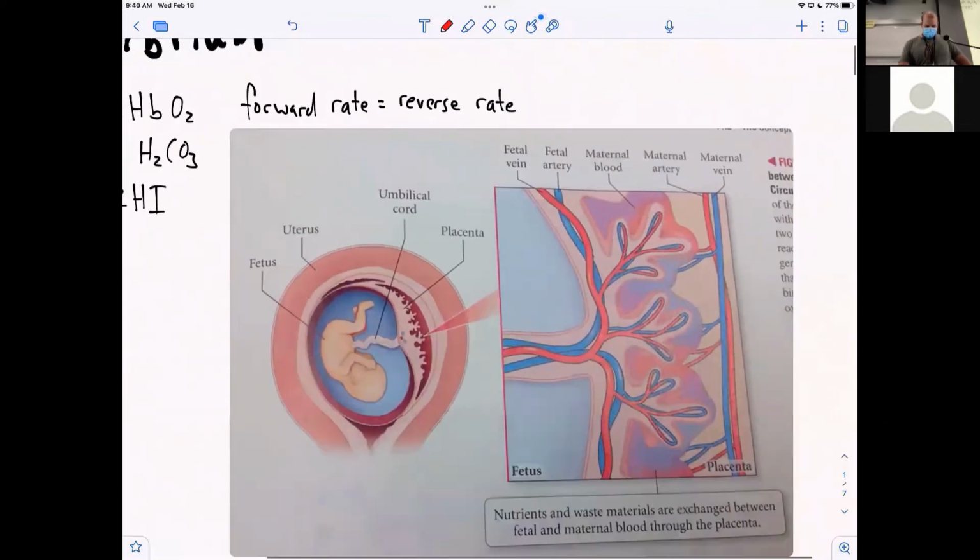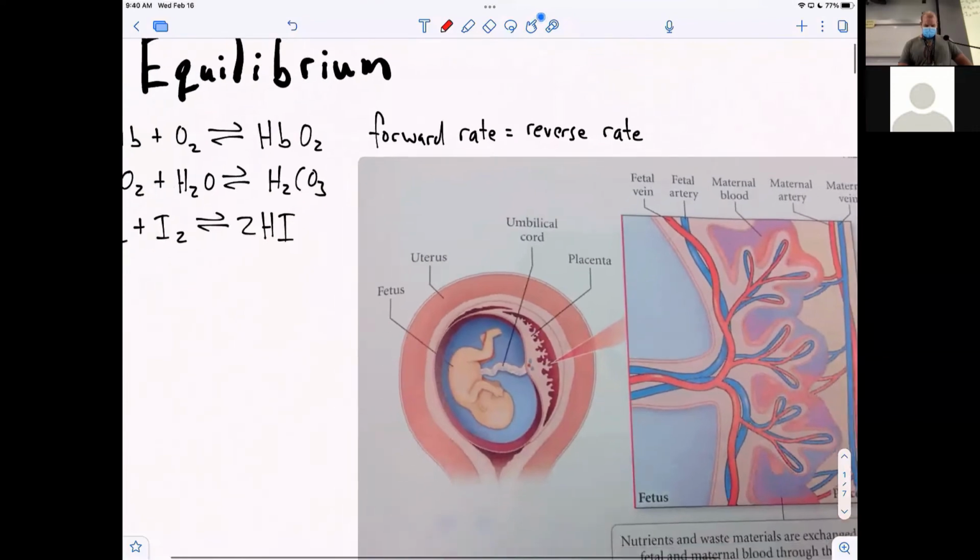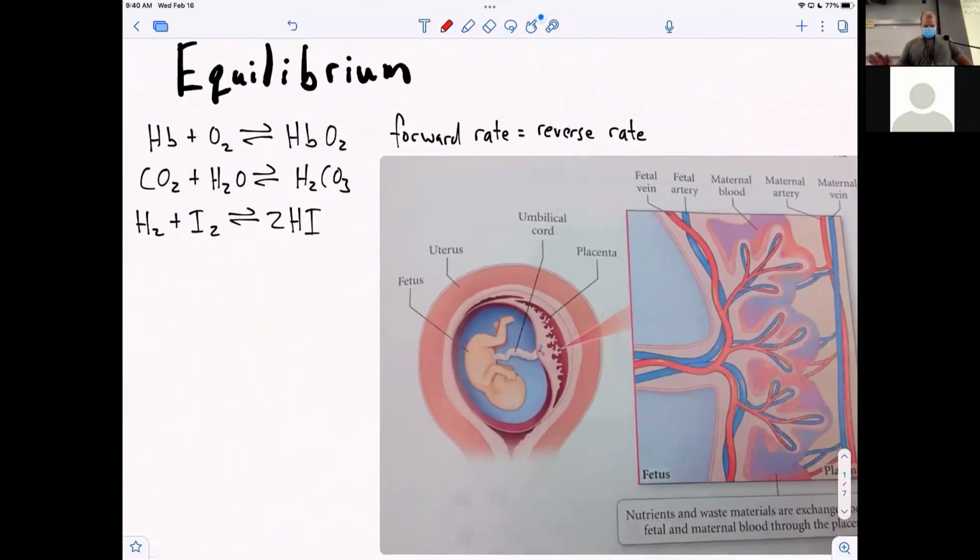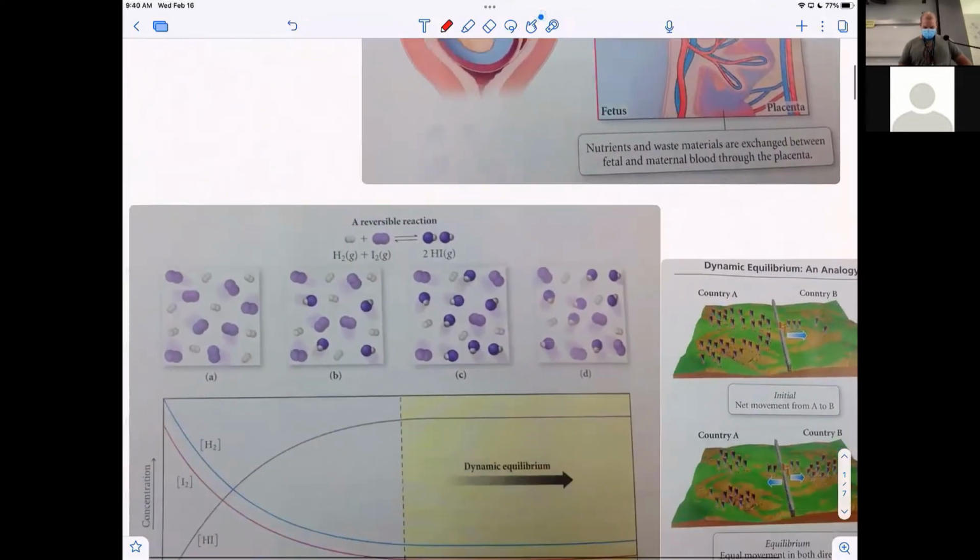So I also have in my note, forward rate equals reverse rate. That's the idea with equilibrium, is that the rate both ways is constant. It's steady state, if you will.